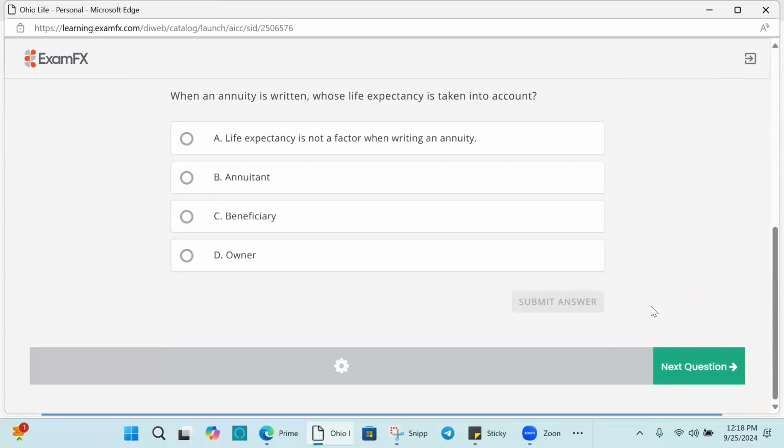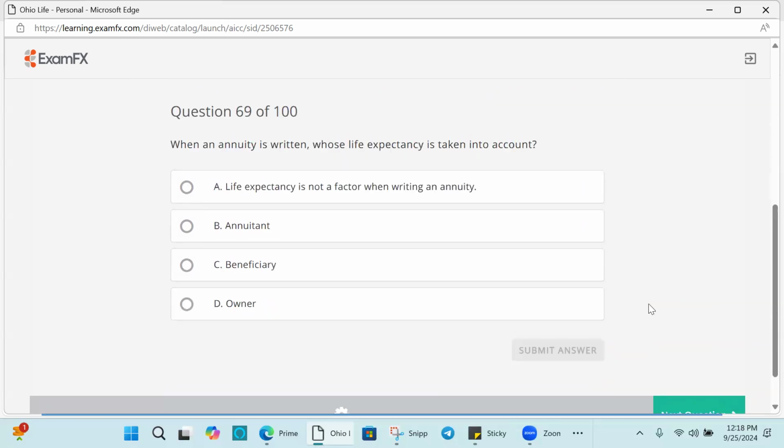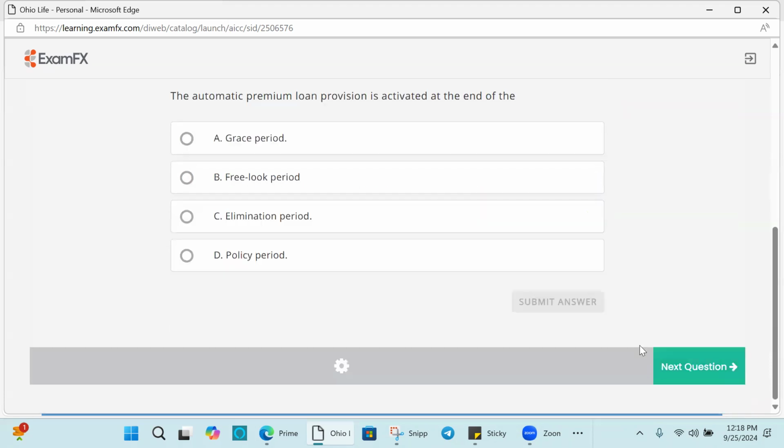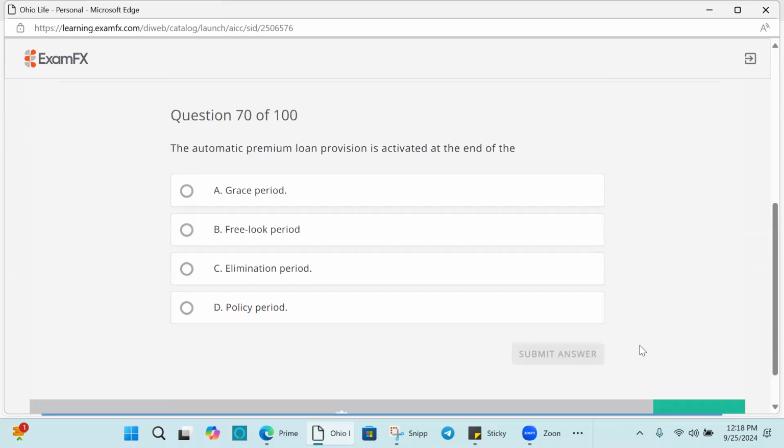All right. When an annuity is written, whose life expectancy is taken into account? The annuitant. The automatic premium loan provision is activated at the end of the: free look period, elimination period, policy period, or grace period? D.